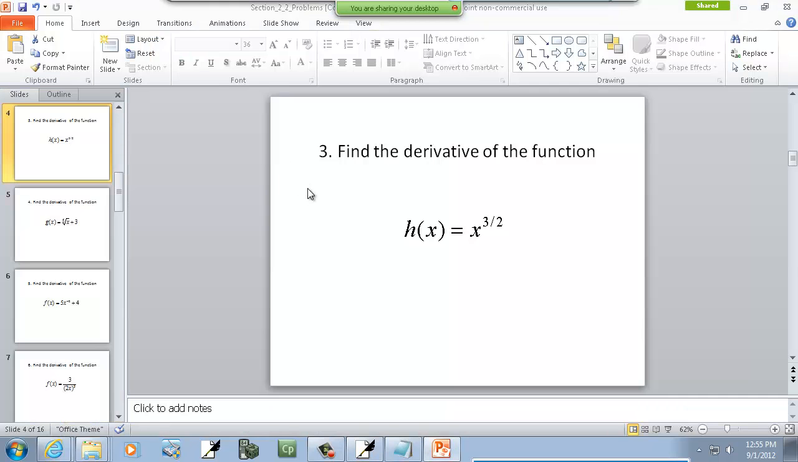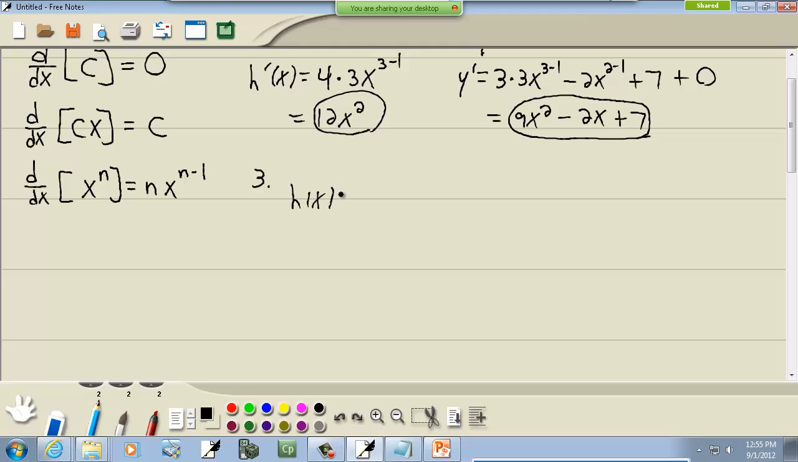This one we got h of x is equal to x to the 3/2. Now this does not say they have to be nice integers or anything. No matter what the power is, you do it. Unless it's a variable. Okay, so our property says take your power, put it out in front, and lower it by 1. So we got 3/2 out in front, and then our power becomes 3/2 minus 1.